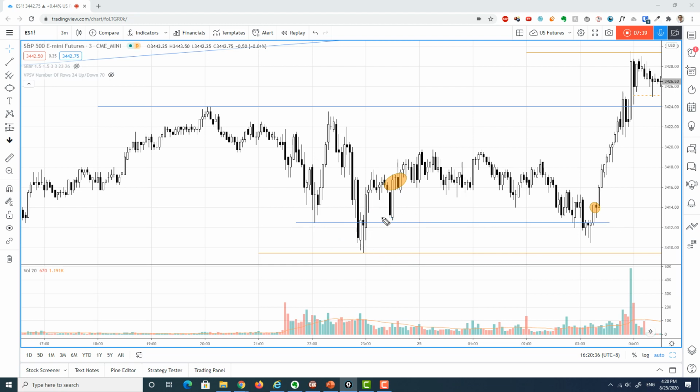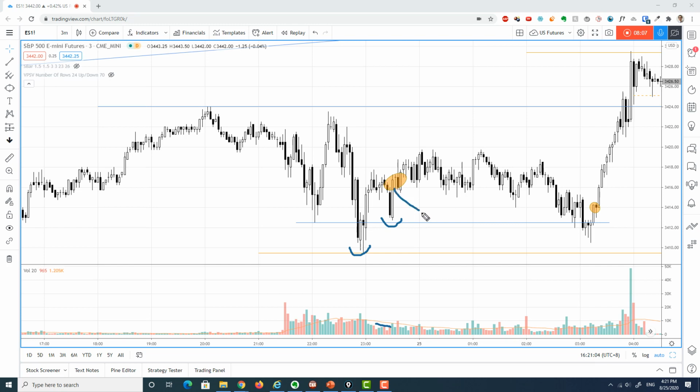So this is the test. So we have a rally, and that comes with a test, and this test is actually a test of this previous reaction. And look at the test. The test forms a higher low compared to here, and that comes with very shallow volume here, which is very healthy. So definitely it is a successful test.